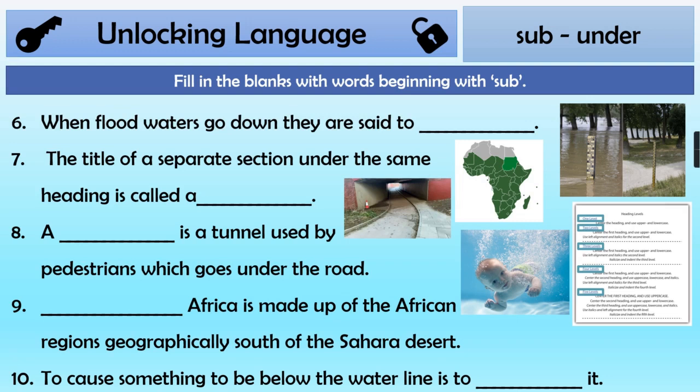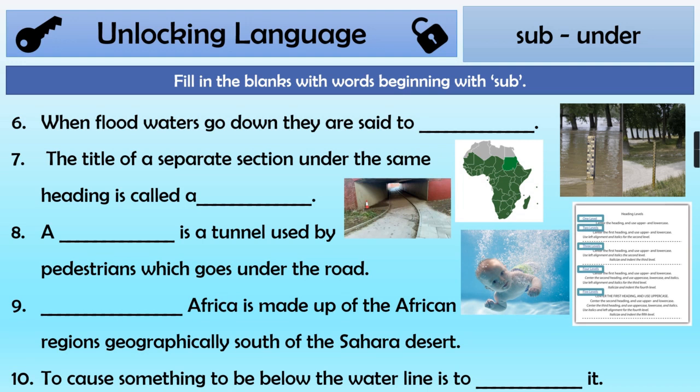What Africa is made up of the African regions geographically south of the Sahara Desert. And number 10, to cause something to be below the waterline is to what it. Okay, remember all these words begin with the prefix sub. Pause the video now and have a go at deciding what they are.